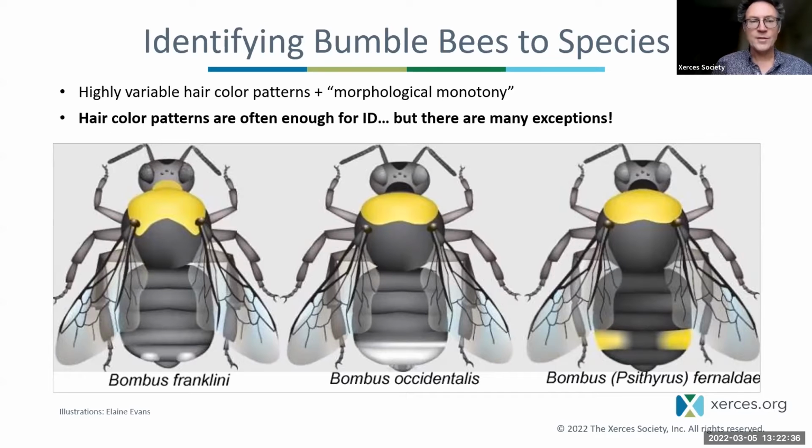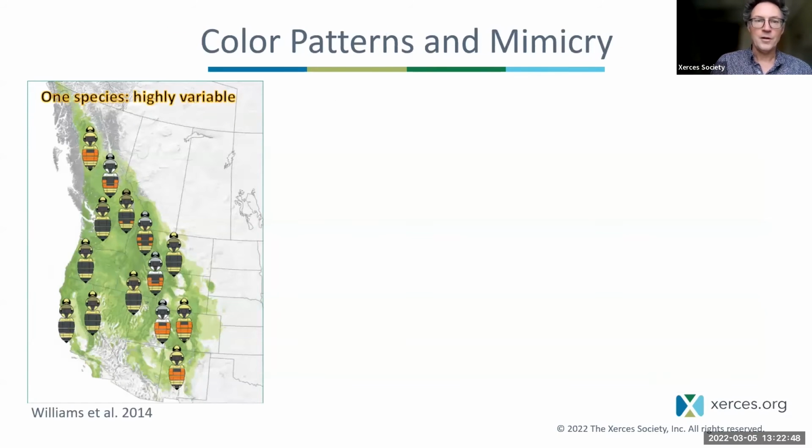So hair color patterns are absolutely where you should start as you learn to identify bumblebees. It's the easiest place to start, but you should just know that you will not be able to identify all of them to species based on hair color pattern alone. And here's why, in a nutshell. So within one species, we see a lot of variation.